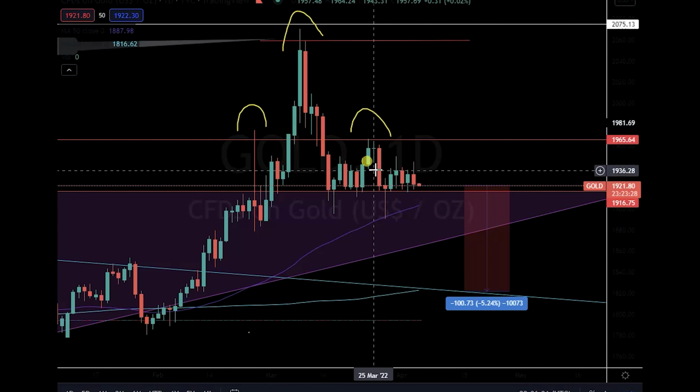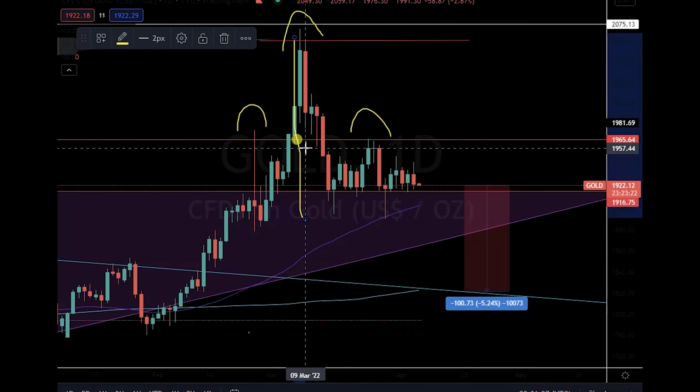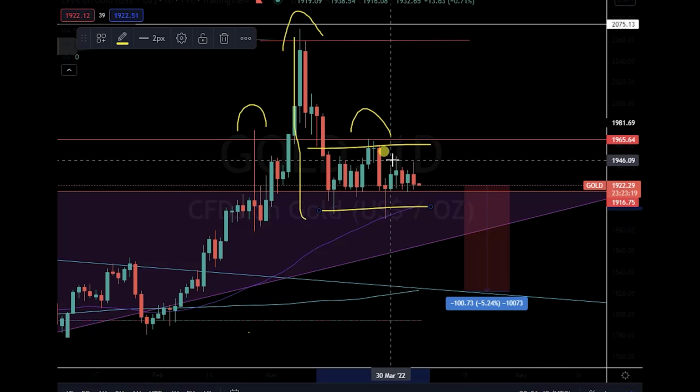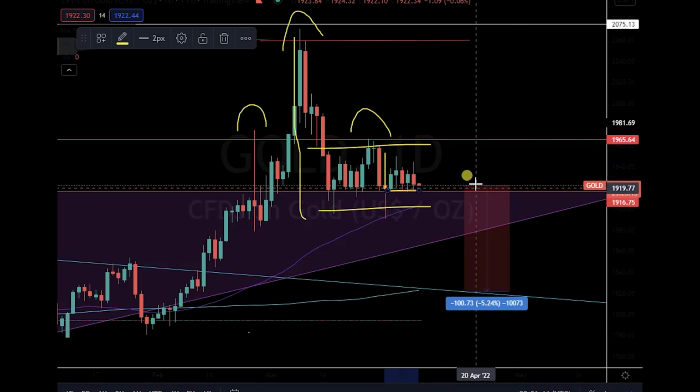Nothing really new to report on gold. Gold's still having this massive bearish consolidation. You can see, I'll just draw it here, the big bear flag down there. And then you also have now what looks to be a mini bear flag in there.